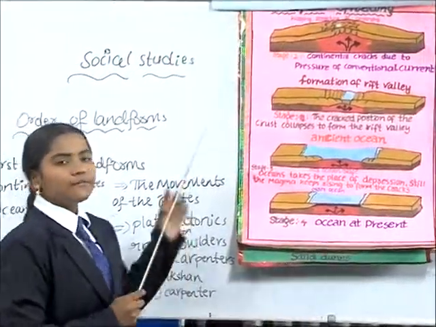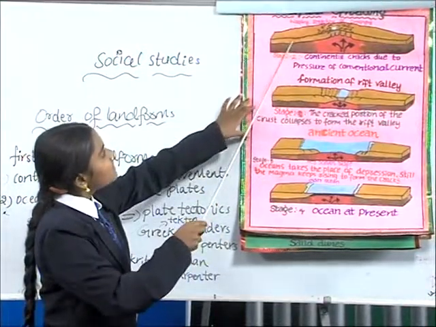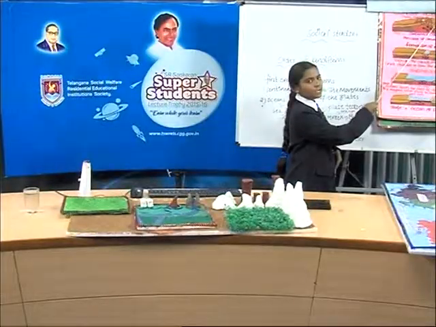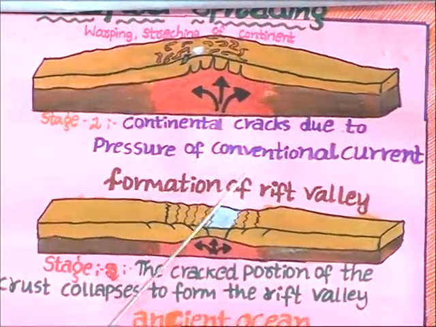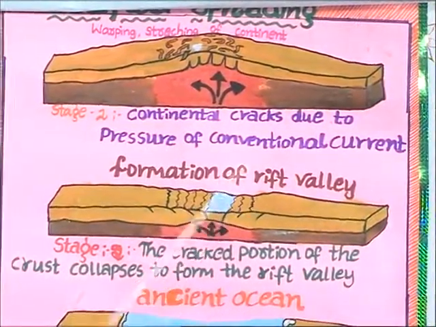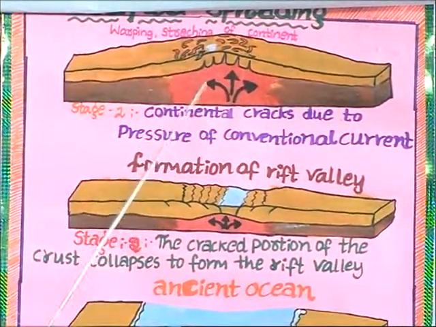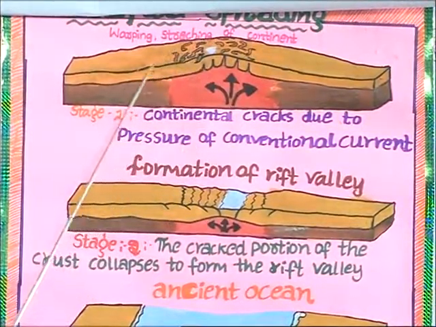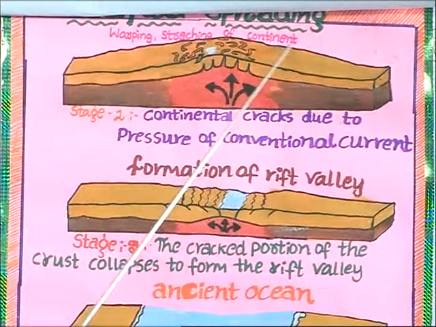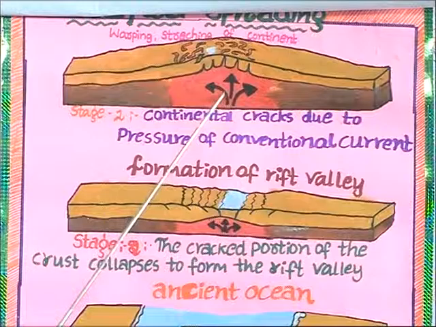In the formation of the oceans there are 7 stages. Let us learn what the stages are. See here friends, warping, stretching of the continent. The first stage is continental cracks due to pressure of the convection currents. First of all, the lava rising up from the mantle causes disturbance to the sea floor. This is the sea floor.